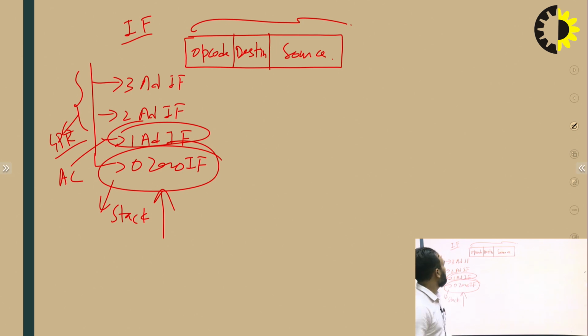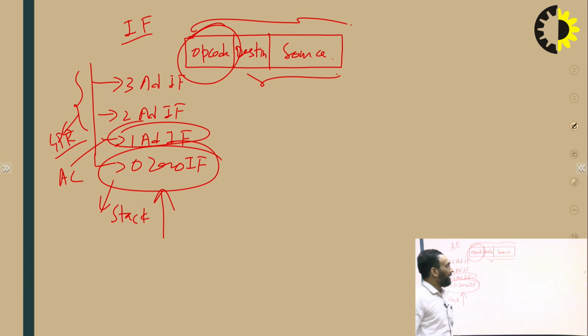So these are the fields. In the 3 address instruction format, there is 1 destination and 2 sources. In the 2 address format, 1 destination and 1 source. In the 1 address format, there is only 1 field that will be used for the source and destination. And in the 0 address format, we have no destination or source field, only the operation field. Stack is the example of the 0 address format. So now come back to the topic of addressing mode.